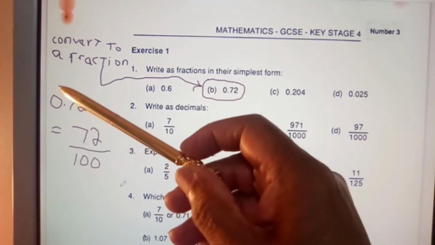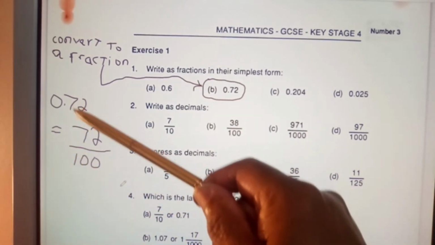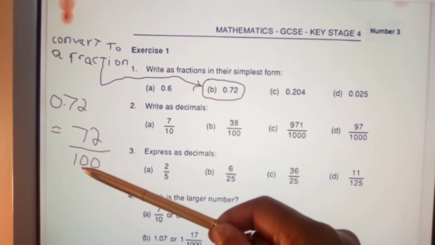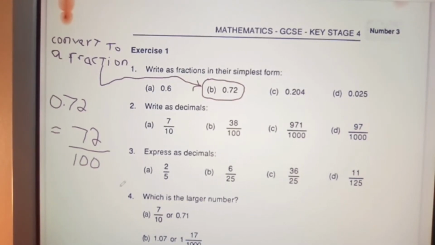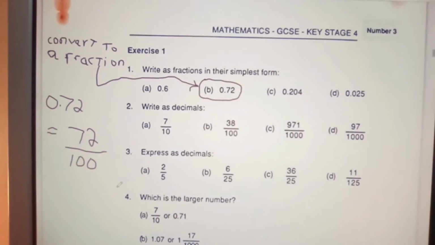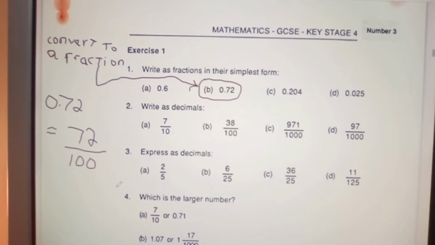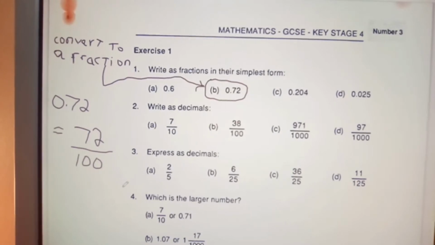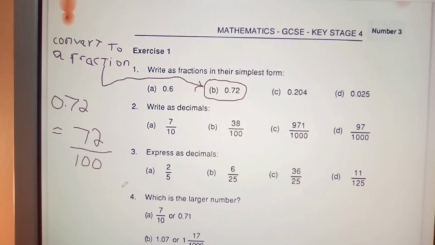But because I need to put this as a fraction, I add the number of noughts in my denominator to represent it as over 100. It is something that you need to get used to doing, and by practicing you will. It doesn't just drop into place, but once it has, your understanding will improve tremendously. But take your time, do not rush it. Right, we have 72 over 100.